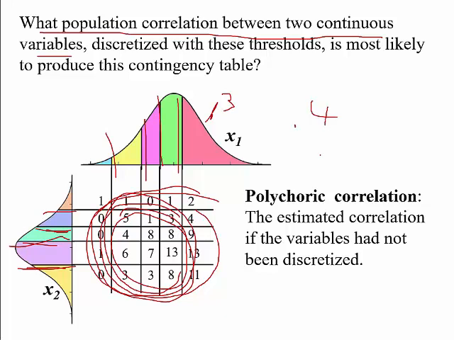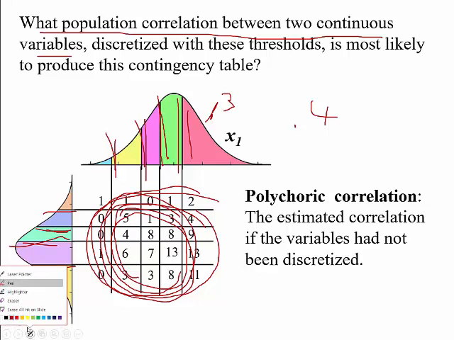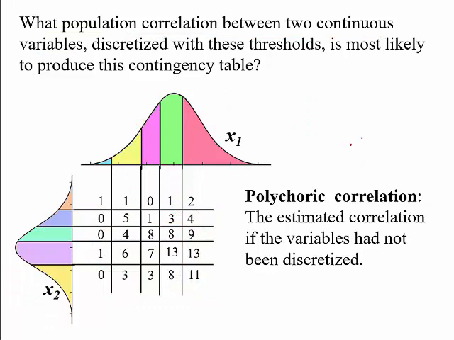If the true population correlation was 0.4 and we've discretized these variables at these particular levels, how likely is it to get that particular contingency table? Or what if the true population correlation is, say, 0.6, and we've discretized these variables at these particular levels, how likely is it to get this particular contingency table?